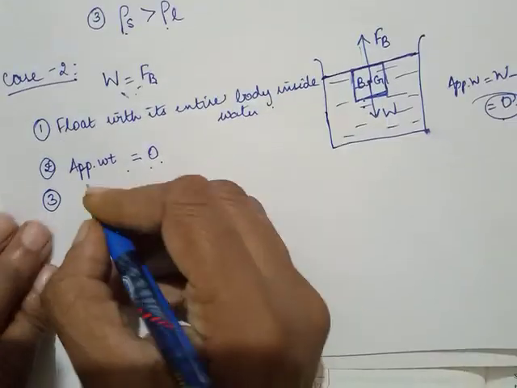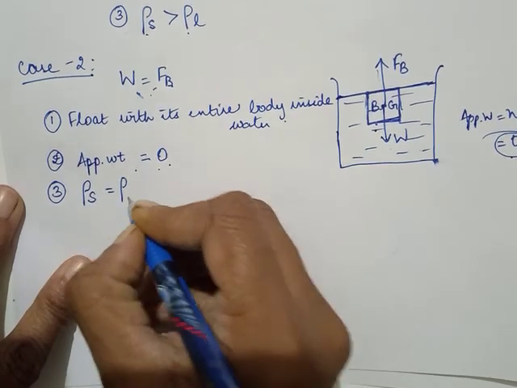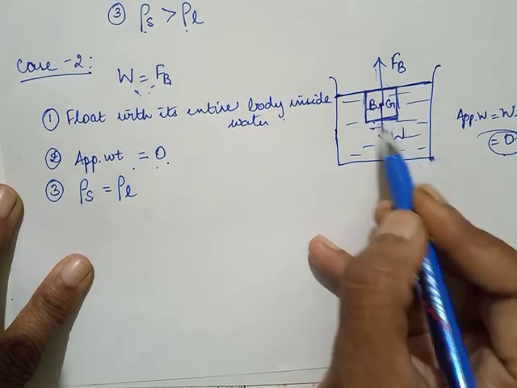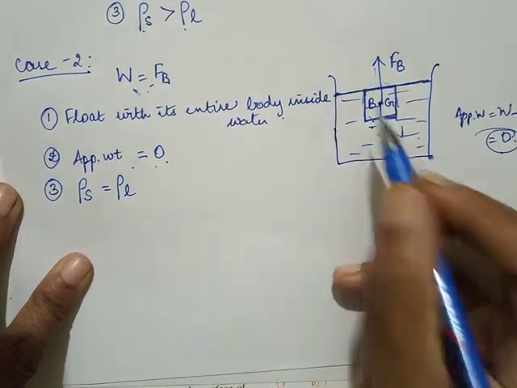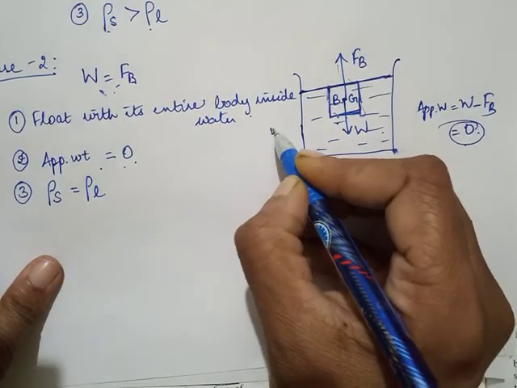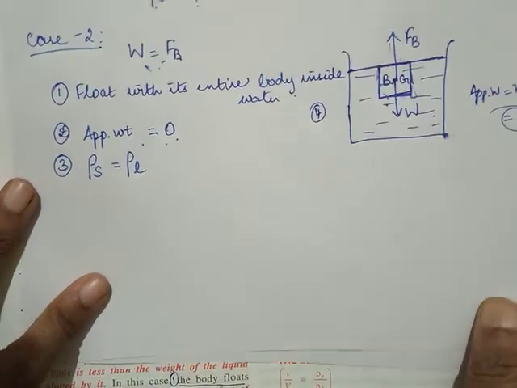And third one, in this case, density of solid will be equal to density of liquid. That's when it floats like this. And then the fourth one is the diagram. Hope you all have got it, children.